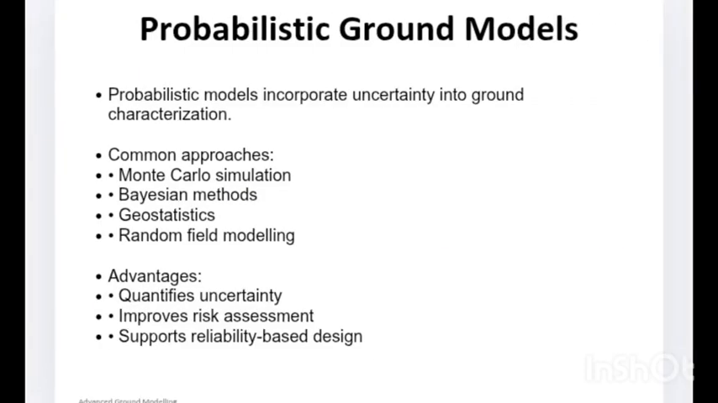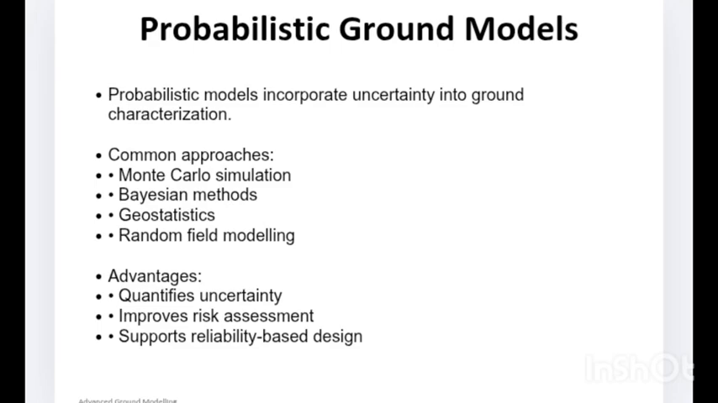Probabilistic ground models. Traditional ground models often assume deterministic values. For example, you can have cohesion at 25 kilopascal and friction angle at 30 degrees. However, in reality, soil properties vary. So probabilistic ground models recognize and quantify uncertainty. Instead of assigning a single value, they assign a range of possible values.